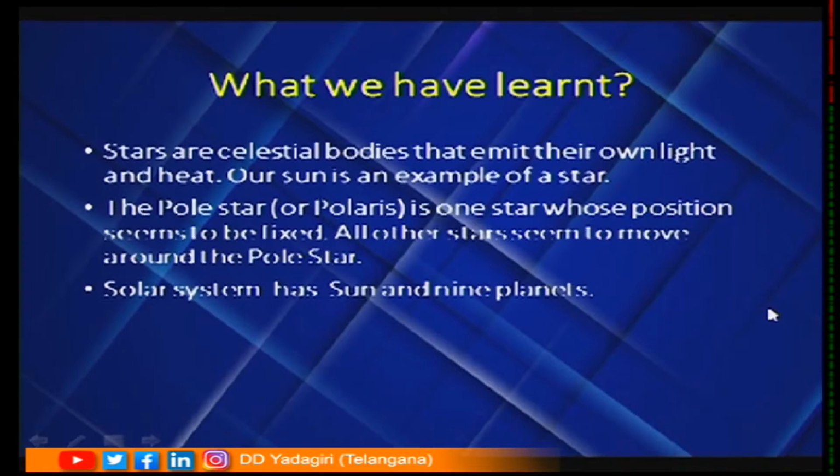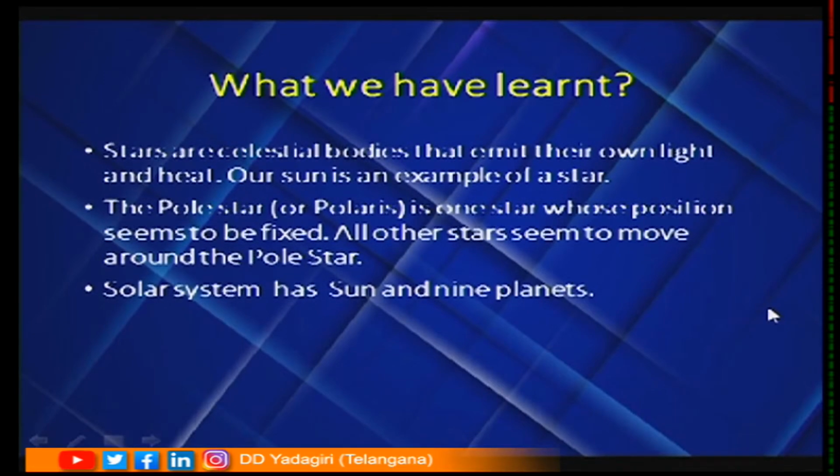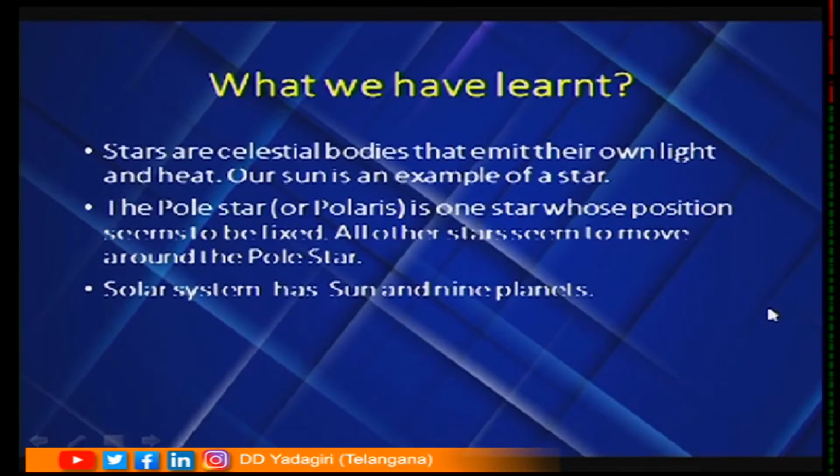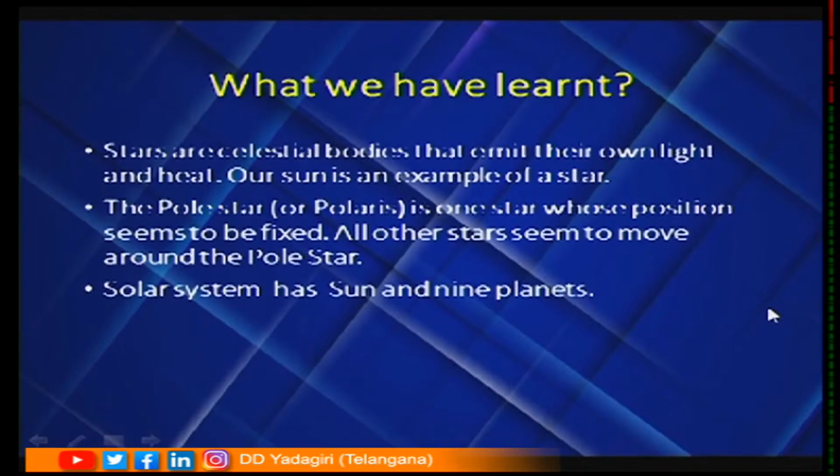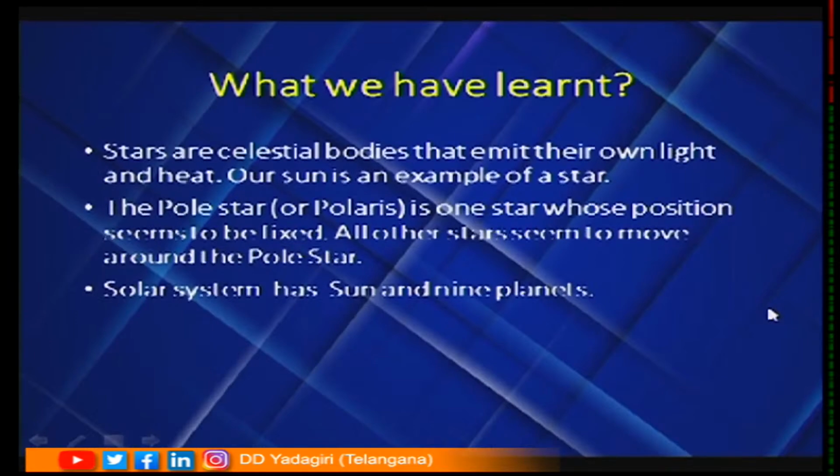Let us recall what we have studied, children. Stars are the celestial bodies that emit their own light and heat. Our sun is an example of a star. The pole star is one star whose position seems to be fixed. All other stars seem to move around the pole star. Solar system has sun and 9 planets.